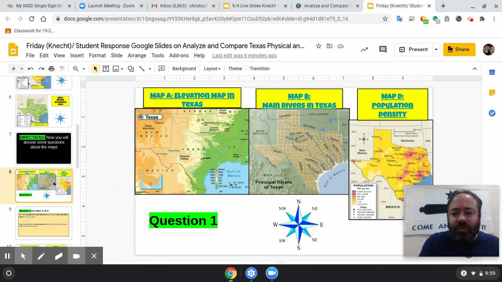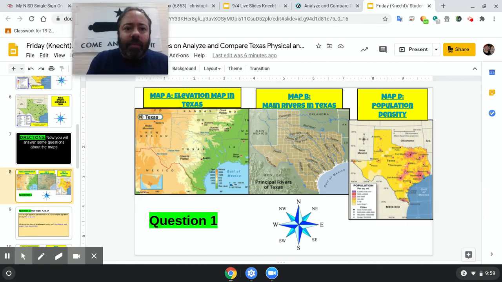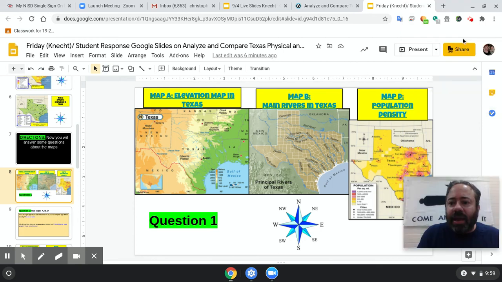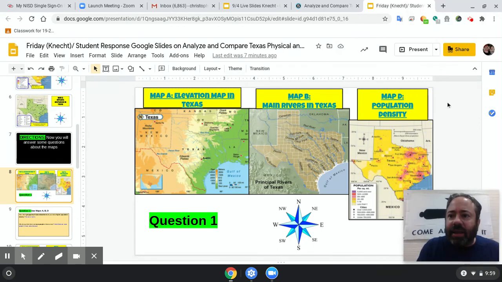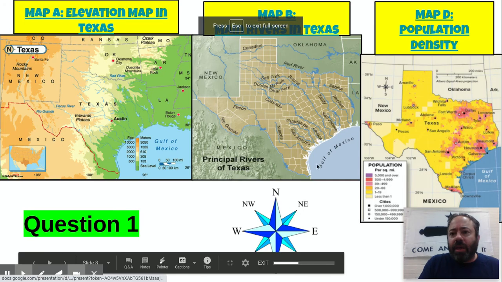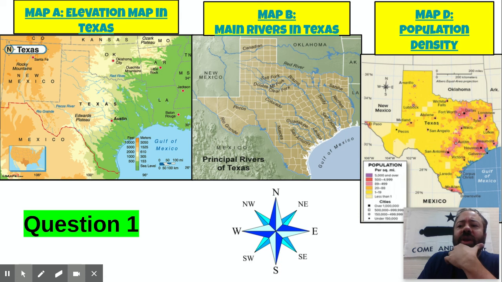This might be hard for some of you to see. Let me move this out of the way here. This might be harder for some of you to see, so you can always go back. You might want to open a second window. But I can even go into present mode here and maybe make it a little larger for you. Okay, so these are the three maps that we're going to use for that first question. It says, which landform has people, basically?